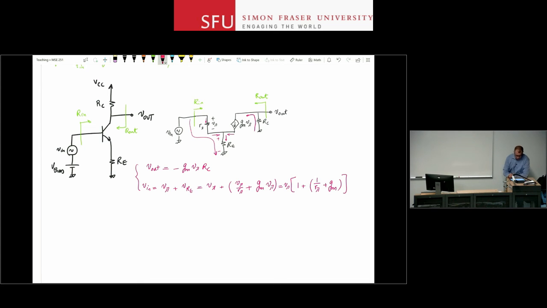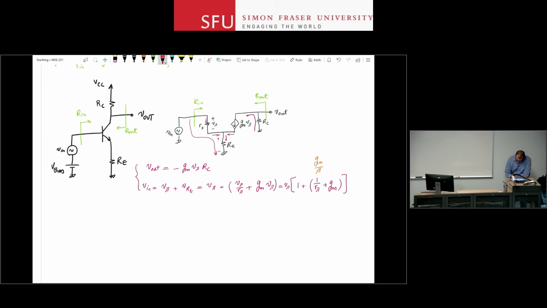Now, again, those of you who have done a few circuits already should see that I'm adding GM to 1 over R pi. What are the values? R pi is beta over GM, so 1 over R pi is GM over beta. I'm adding GM to GM over beta. In most situations, beta is large, so GM over beta is much, much smaller than GM. And if you ignore the first term here, you're not really going to create a lot of error, okay?